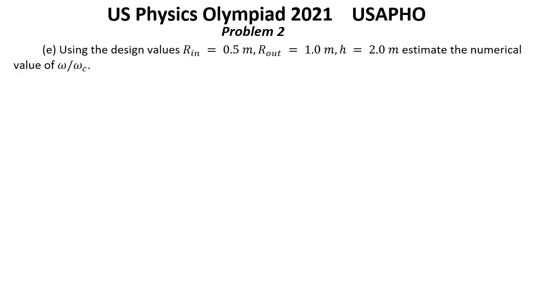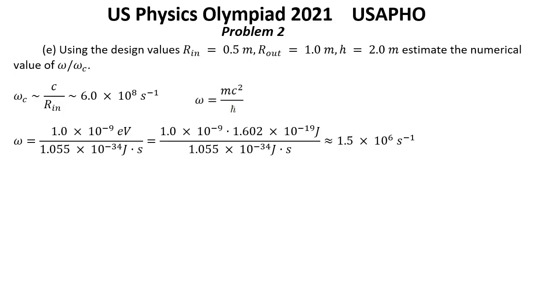Question E. Using the design values R in equal 0.5 meters, R out equal 1.0 meter, and h equal 2.0 meters, estimate the numerical value of omega over omega c. Solution. Plugging numbers in, we have omega c on the order of c over R in, which is 6.0 multiplied by 10 to the power 8 seconds to the power negative 1, and omega, which we found from the first part of question A, is m c squared over h-bar. Plugging numbers, with the axion mass of 1.0 multiplied by 10 to the power negative 9 electron volts, we get approximately 1.5 multiplied by 10 to the power 6 seconds to the power negative 1.